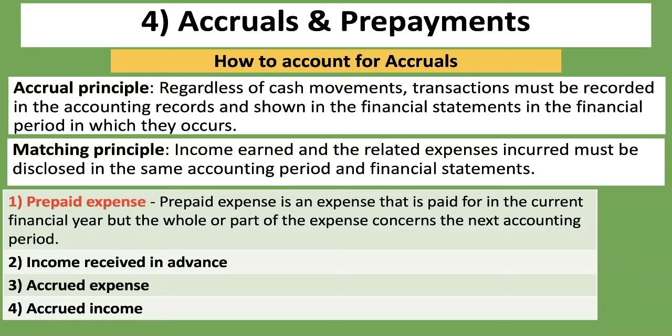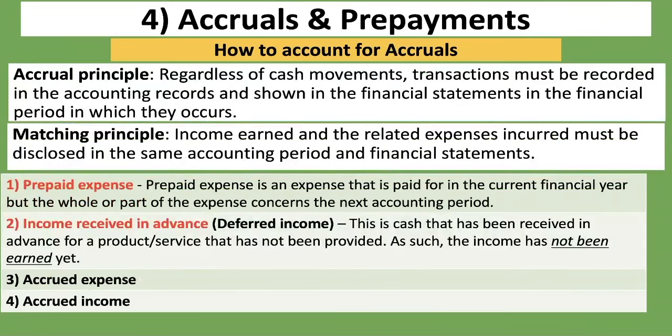The second one we have here is income received in advance, otherwise known as deferred income, as I've just mentioned. This is cash that has been received in advance for a product or service that has not been provided. As such, the income has not been earned yet. What's happening here is that your customer or your client is paying for a service or product that you have not provided yet. So it's an income that has been received in advance, or a deferred income. You have the money as the company, but the money does not belong to you yet because you have not provided the service or the product to the customer.